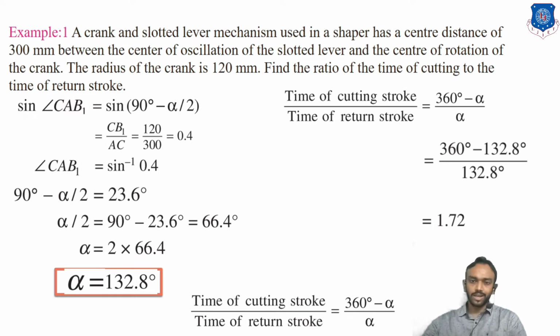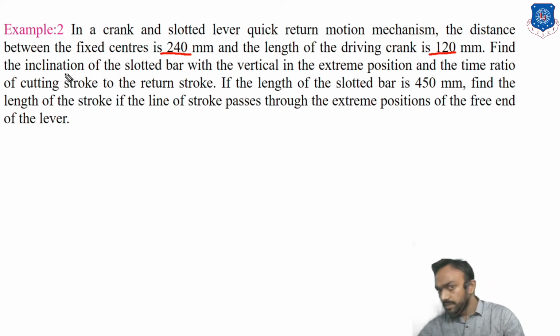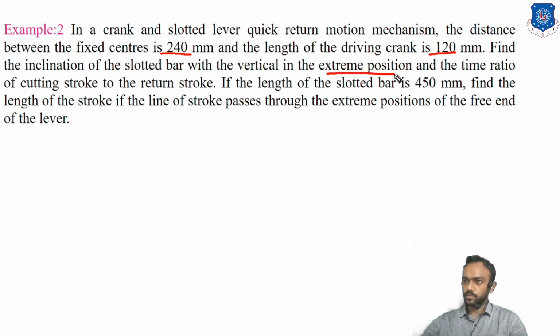It is totally geometrical; we have to consider the triangle. Next example: in a crank and slotted lever quick return motion mechanism, the center distance is 240 mm. The length of the crank is 120. Find the inclination of the slotted bar with the vertical in the extreme position and the time ratio of cutting stroke to return stroke. The length of the slotted bar is also given.